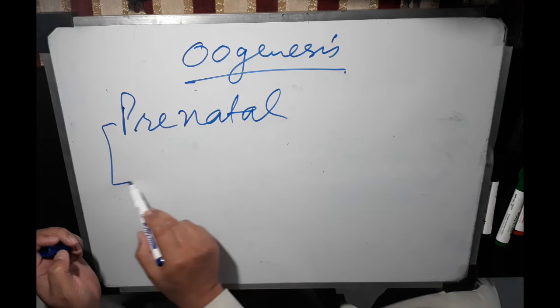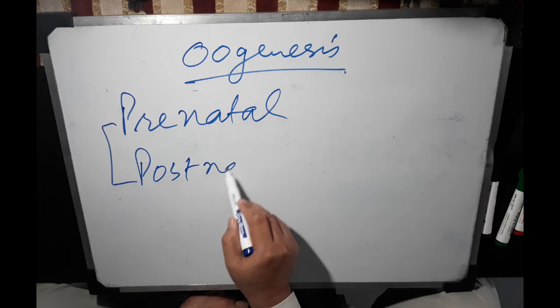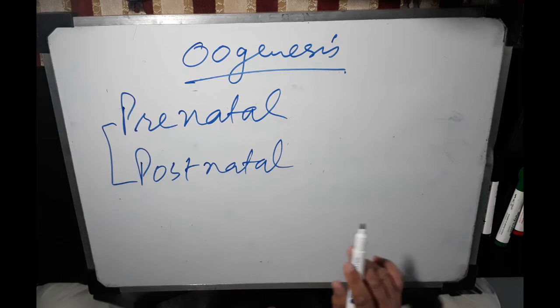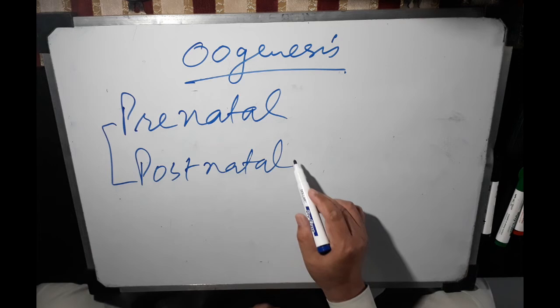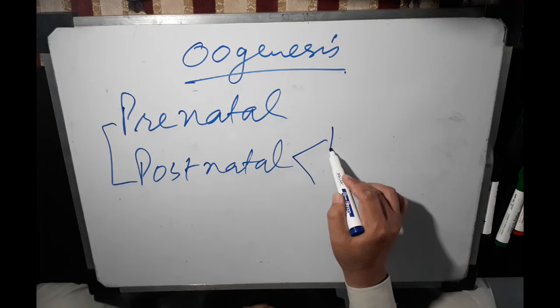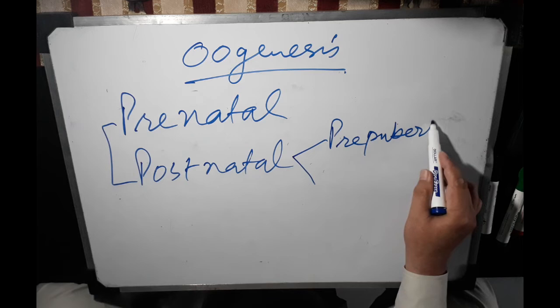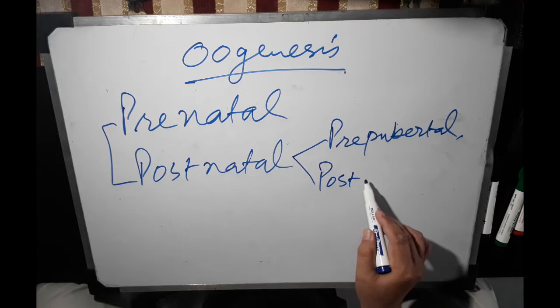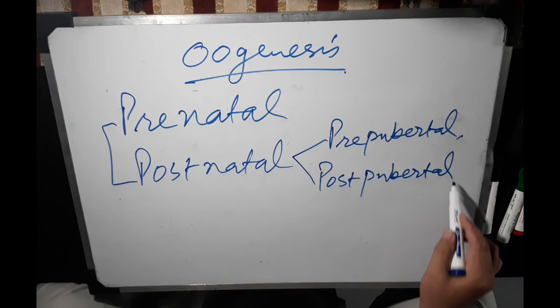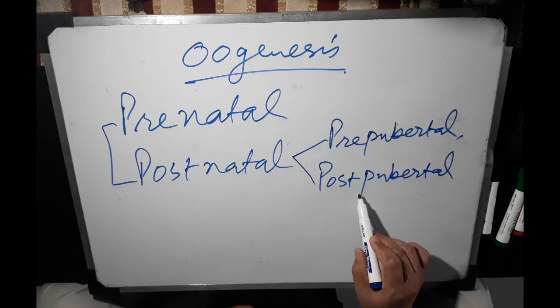Before birth, prenatal, after birth, postnatal, and it can also be divided into prepubertal and postpubertal. Before puberty and after puberty, that is the 13 years.